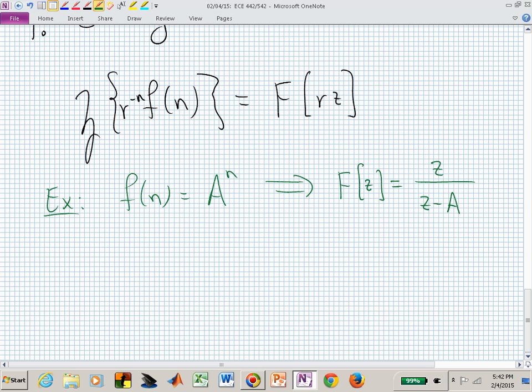Z over z minus a. And you could derive that if you wanted to. Now, maybe somebody says, oh, you know what? Actually, I want the z transform of g of n, where g of n is now f of n, let's say, what did I use, lowercase r to the n, which is now r to the minus n f of n.